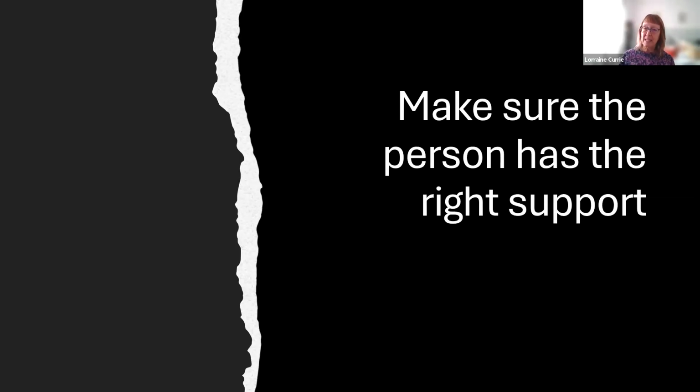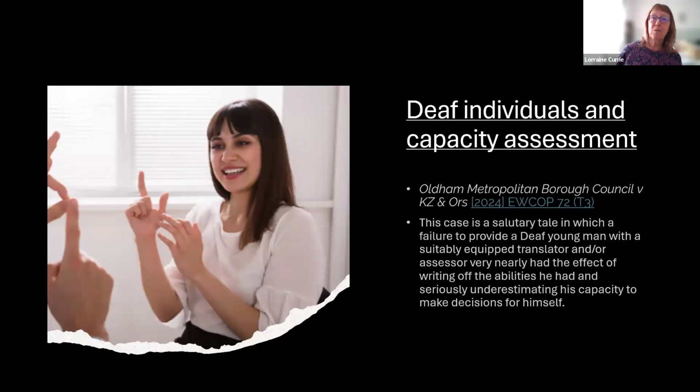So I think the second thing in terms of sometimes finding decisions complex is about making sure that the person has the right support. So we know that the second guiding principle is that we need to make sure we've taken all practicable steps to support the person to make a decision. So we're not rushing to that capacity assessment without having given them the right support. But also, when we're carrying out a capacity assessment, the person needs the right support. And sometimes that means you might need to get resources from elsewhere.